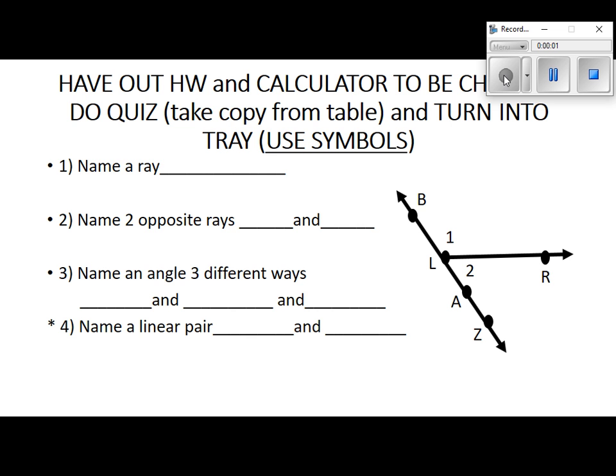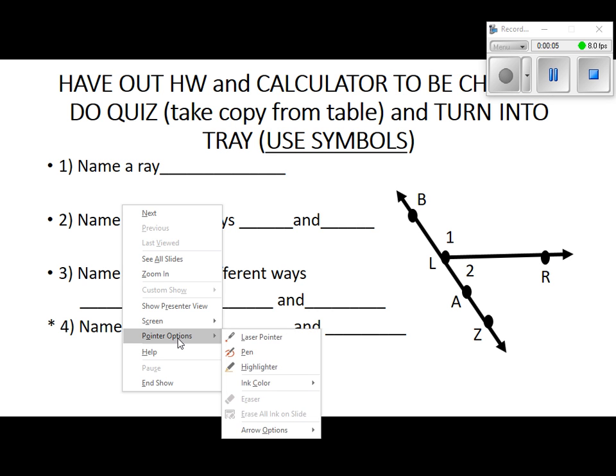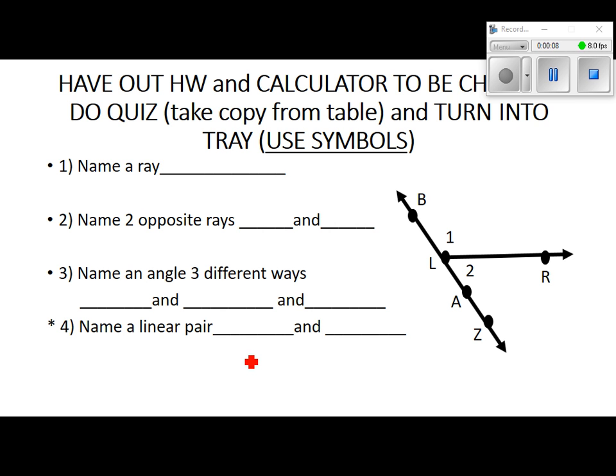Quiz. Name a ray. LB. How many letters to name a ray? Two letters. So give me two letters. LR. I heard LB. Is that going to work? No. What do you need? The red circle, A, line.